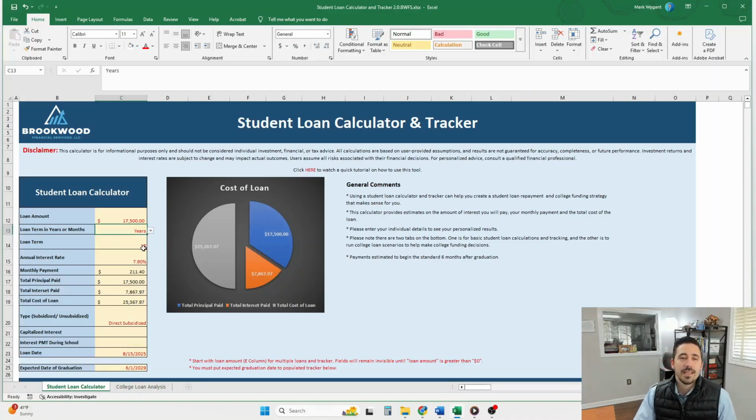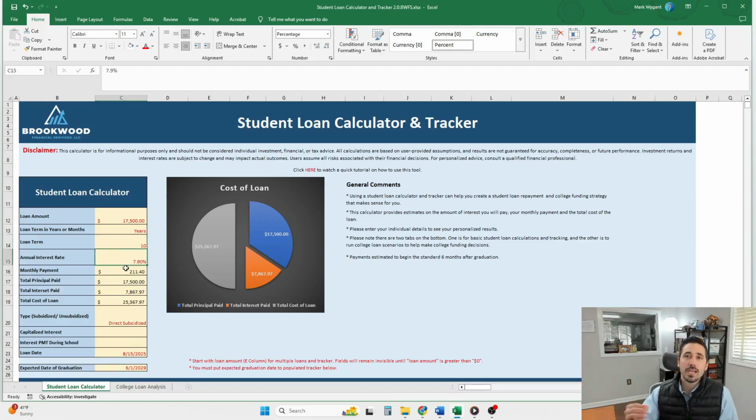The reason I left that in there is, let's say you have one student loan payment left, and you wanted to plug it in here and see what the results were. That would let you do it if you only had 6 months or something like that. But for most people, it would just be years. I would recommend leaving it and estimating the amount of years. That's what this number would be right here for the loan term.